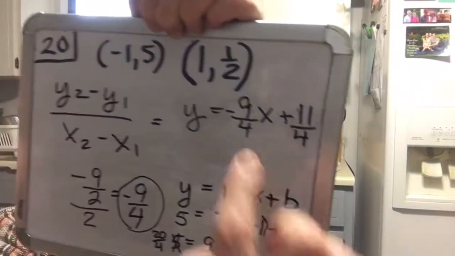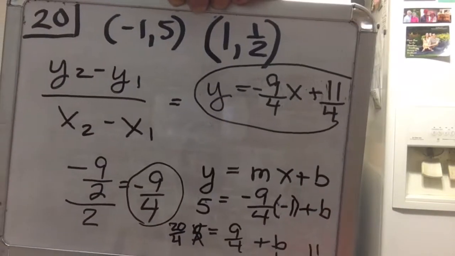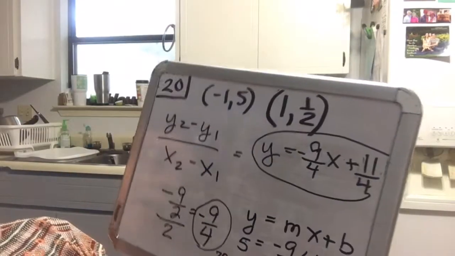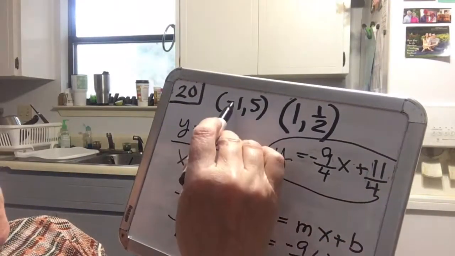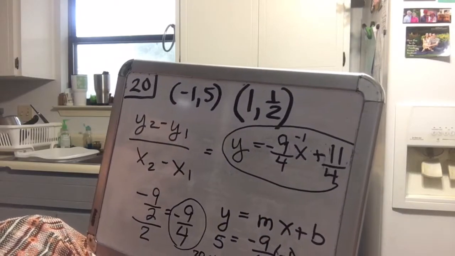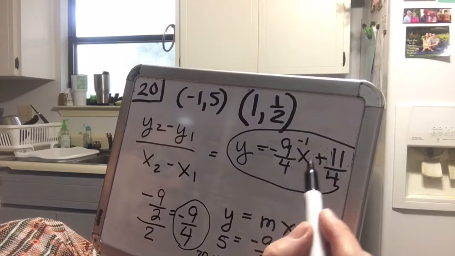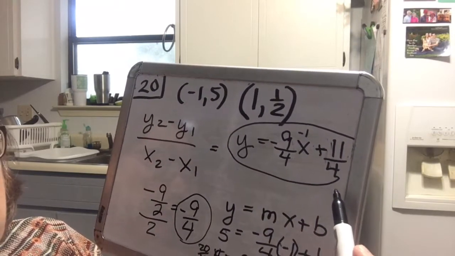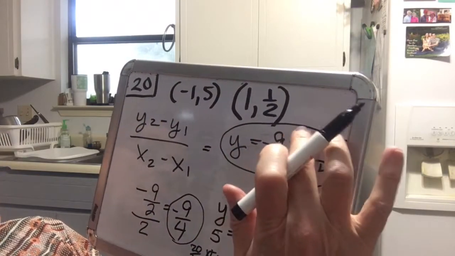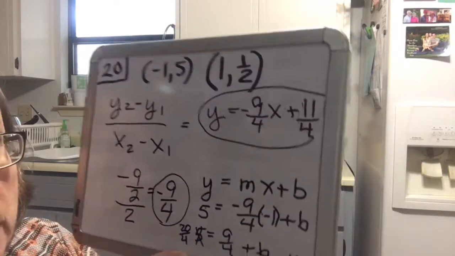Okay, so now this should be the slope-intercept form of the equation of the line. Now, before we move on, let's check it. Okay, we've got a -1 and a 5. If I put a -1 right here and I multiply these together, then I get a +9/4 plus an 11/4, which is 20/4, which would be a 5. And it works. So always check your equations and make sure they actually give you what they're supposed to.